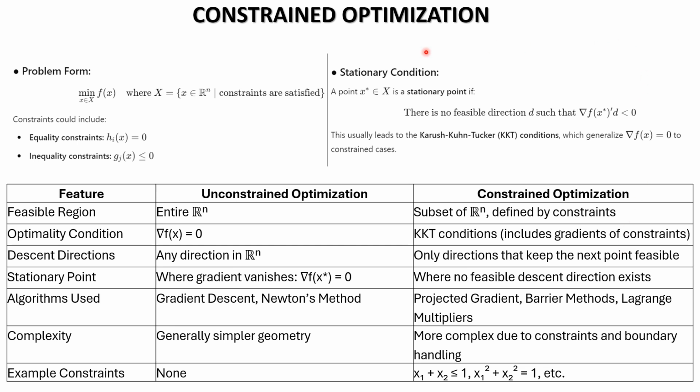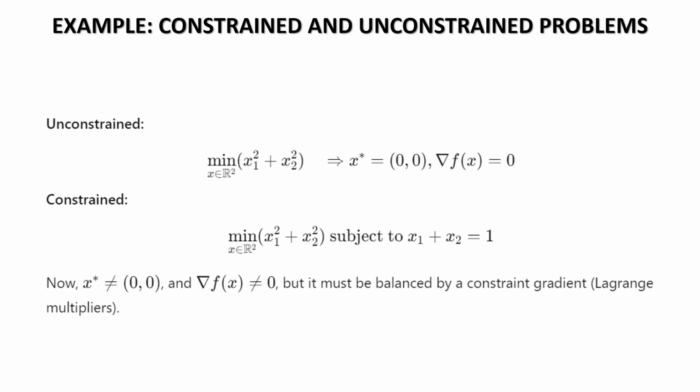And just to remind you, what does the stationary condition mean? For a stationary point, there is no feasible direction d such that the multiplication of the transposed gradient by d is negative, and this usually leads to the Karush-Kuhn-Tucker condition, which generalizes the condition that the gradient of cost function f of x is equal to 0 to constrained cases.